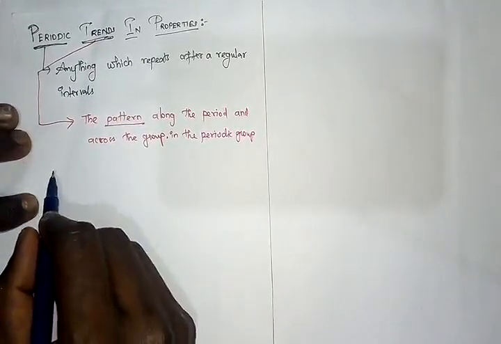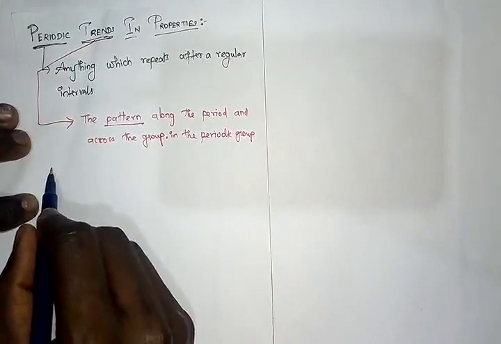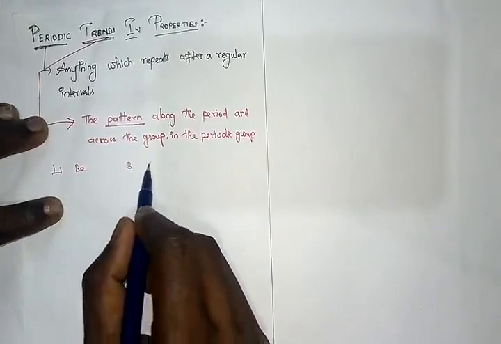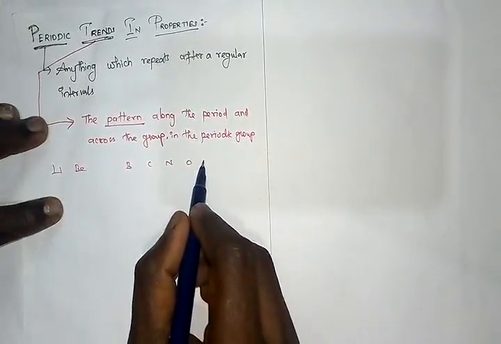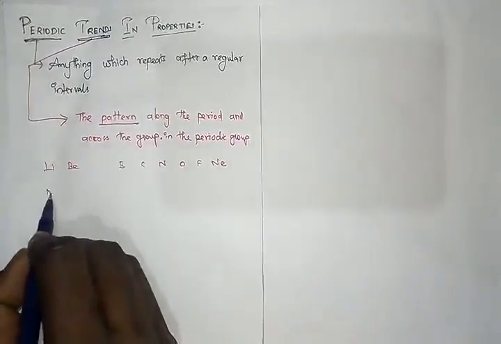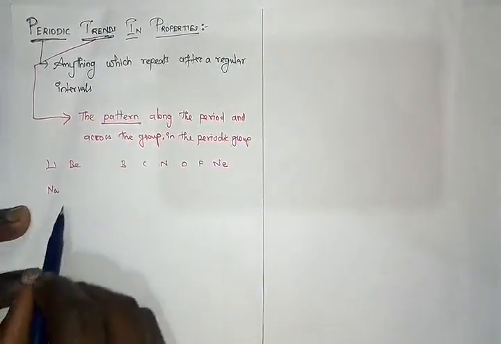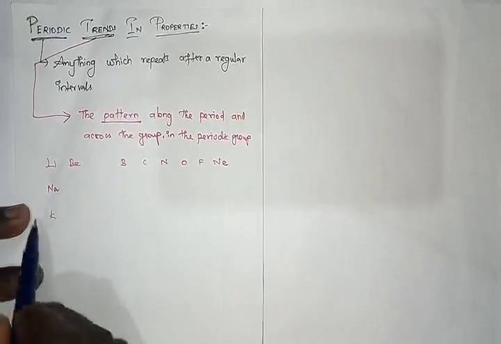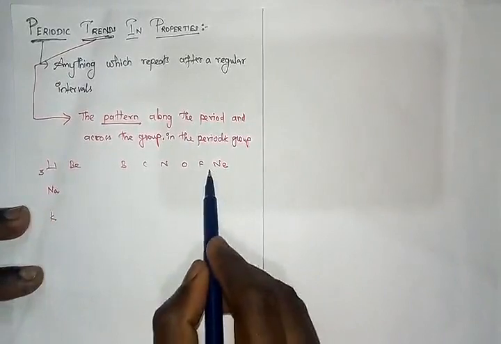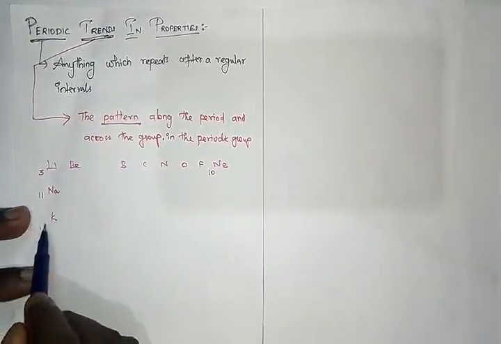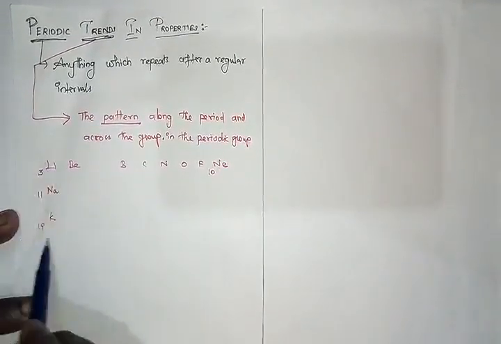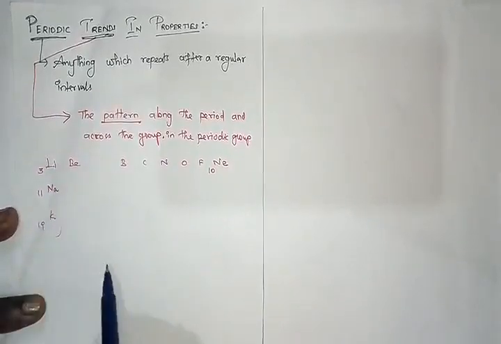So in order to take this, let me write some elements: lithium, beryllium, then boron, carbon, nitrogen, oxygen, fluorine, neon, right? So the next element is sodium. So the next element is potassium, like that it goes. And then the atomic number of lithium is 3, the neon is 10, the sodium is 11, the potassium is 19. So it goes like this. So in this, I want to check this periodicity. What is meant by periodicity?